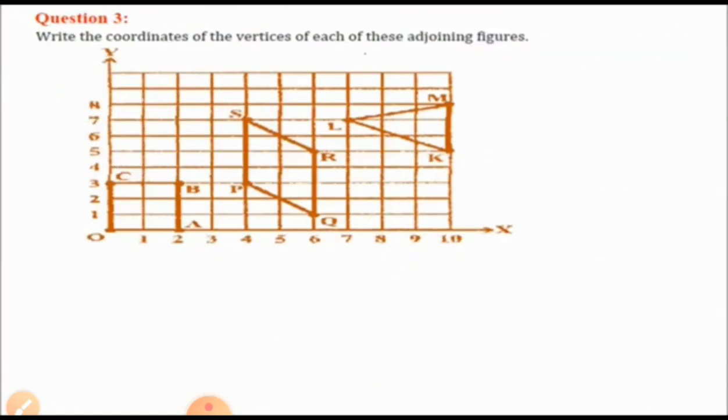Okay, my dear student, look at here question number 3. Write the coordinates of the vertices of each of the adjoining figures. So first figure A, B, C, D, O. Next one is P, Q, R, S.